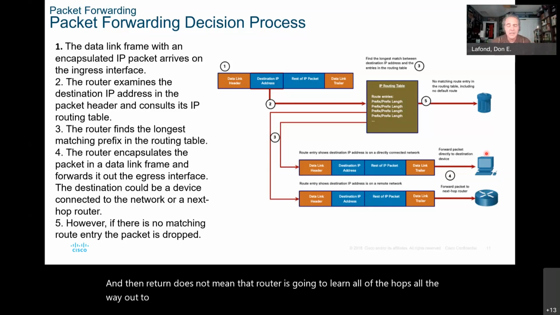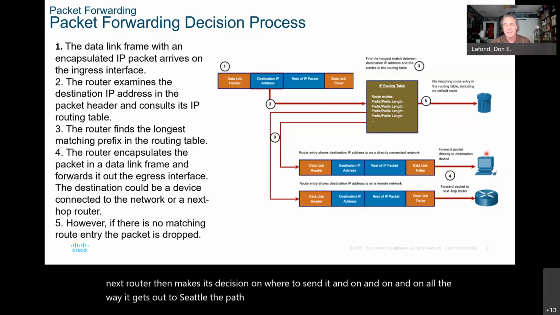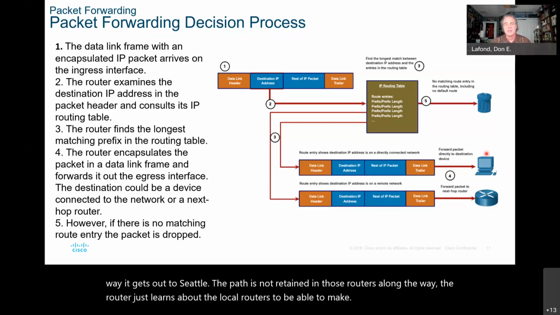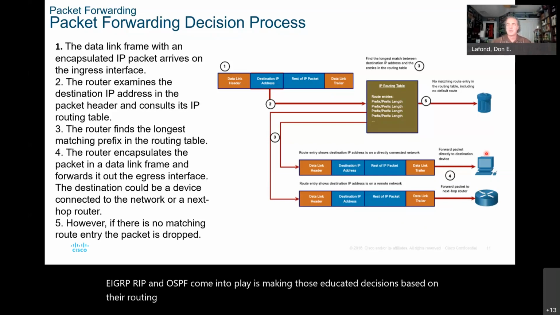All it needs to know is how to send it on to the next router. That next router then makes its decision on where to send it, and on and on, all the way out to Seattle. The path is not retained in those routers along the way. The router just learns about the local routers to be able to make educated decisions about where to send. And that's where EIGRP, RIP, and OSPF come into play, making those educated decisions based on their routing tables. All right, hopefully that helps a little bit.